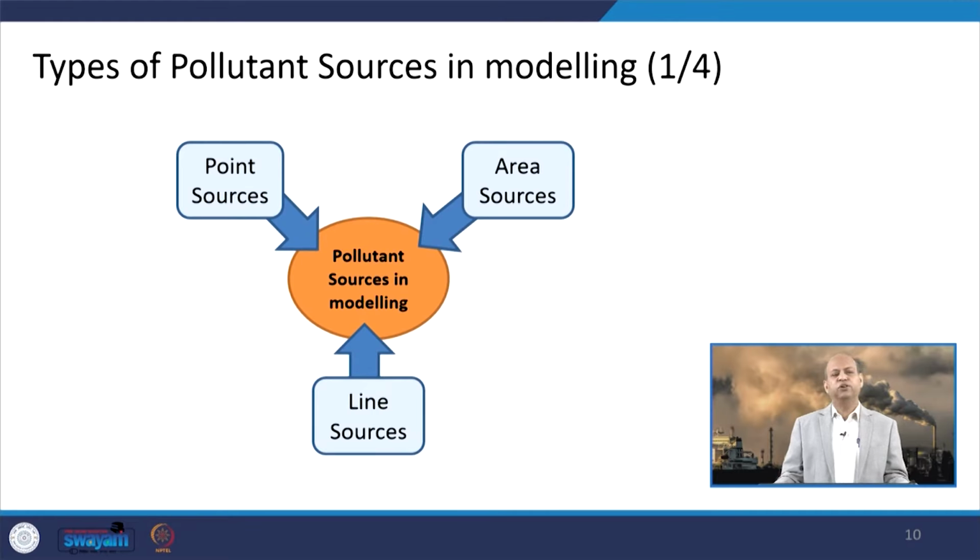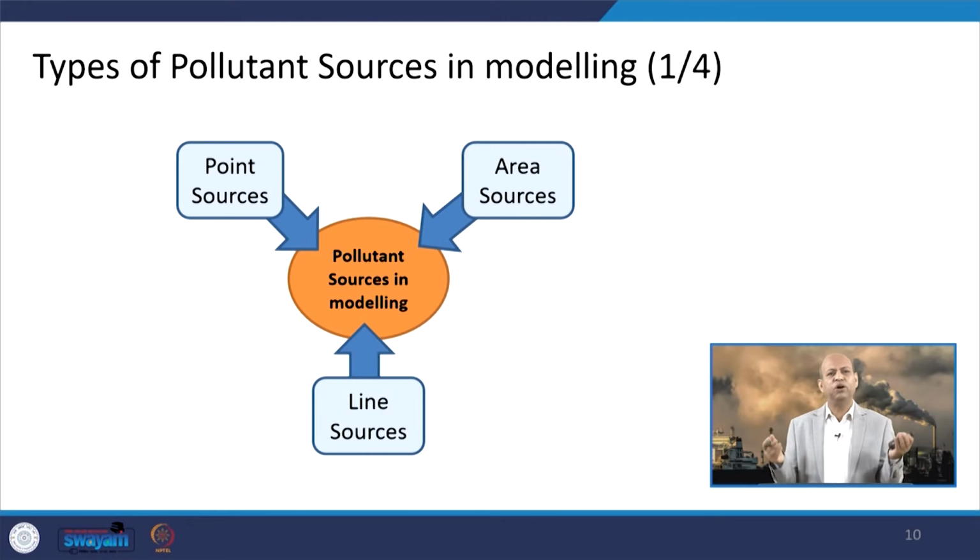Well, if we discuss the major types of pollutant sources in air quality modeling, then basically three sources we consider: point source, line source and area source. Somewhere you may also come across volume source, but that is nothing but another extension of these kind of sources. Otherwise, some model developers also say that the basic thing is the point source model. Line source is nothing but several points in a line. Area source means many lines in an area.